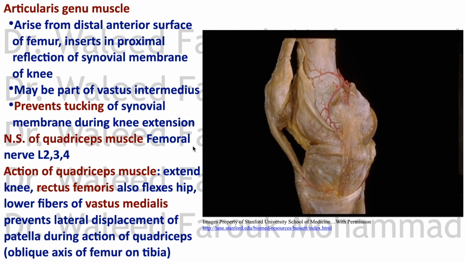Rectus femoris also flexes the hip because it arises from a point above the axis of the hip, so it acts on the hip. Lower fibers of vastus medialis, as we discussed before, prevent the lateral displacement of the patella during the action of the quadriceps.